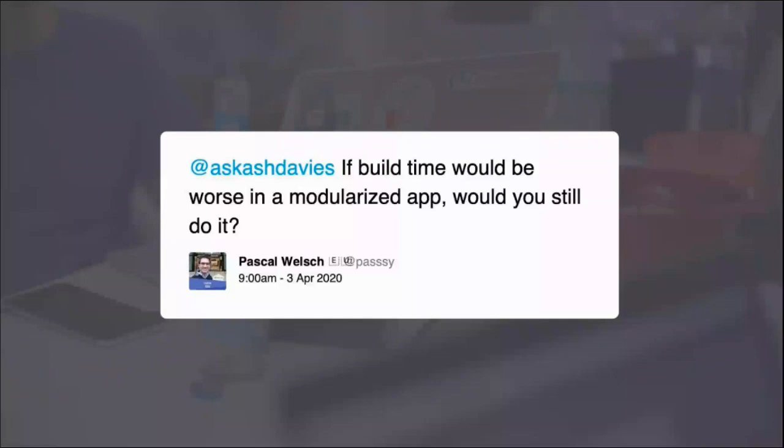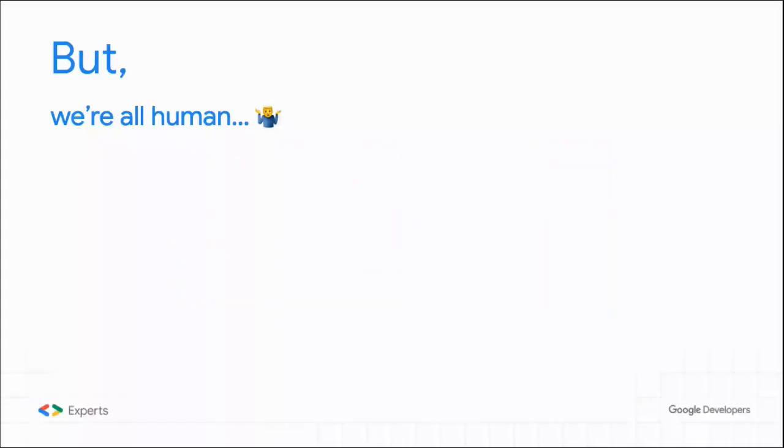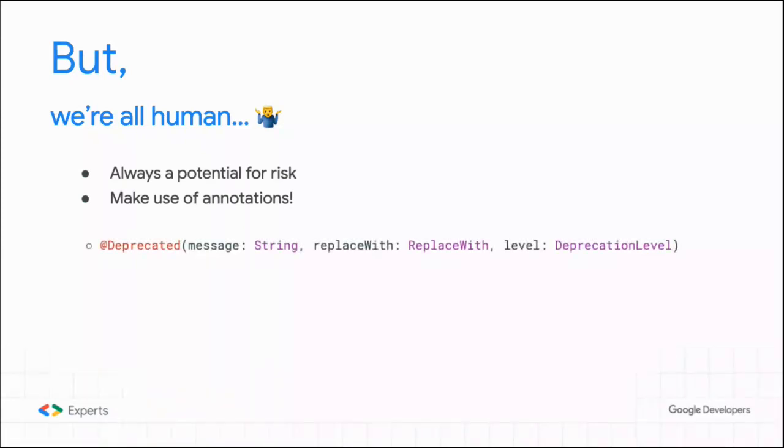So with all this in mind, you might be a bit apprehensive about building an API. But remember, we're all human. Mistakes happen. Don't beat yourself up about it. You can't really progress without potential risks, and that's sort of why we have the deprecated annotation. So there's always potential for risk. Make use of annotations. We have the deprecated, which has a really nice replace with migration tool.